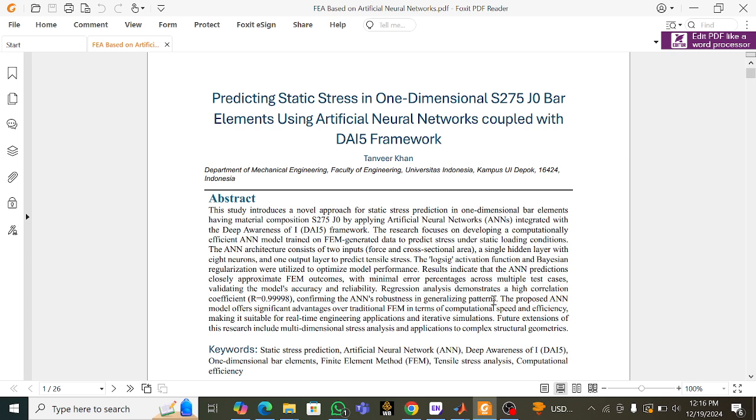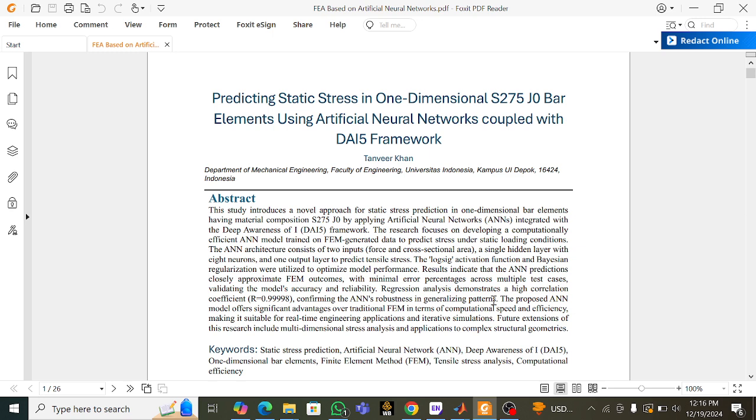I use an artificial neural network architecture in this study composed of two inputs, force and cross-sectional area, one hidden layer with 8 neurons, and one output layer, which is the predicted tensile stress. I use the log-sig activation function in the hidden layer and the Bayesian regularization training method.